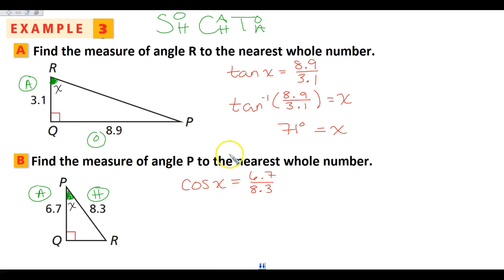Again, in order to get X by itself, I'm going to take the inverse. So I have the cosine inverse of 6.7 over 8.3 is equal to X. When we put this in our calculator, you should get 36 degrees. So whenever we're finding the angle measure, we are going to end up using that inverse trig function.